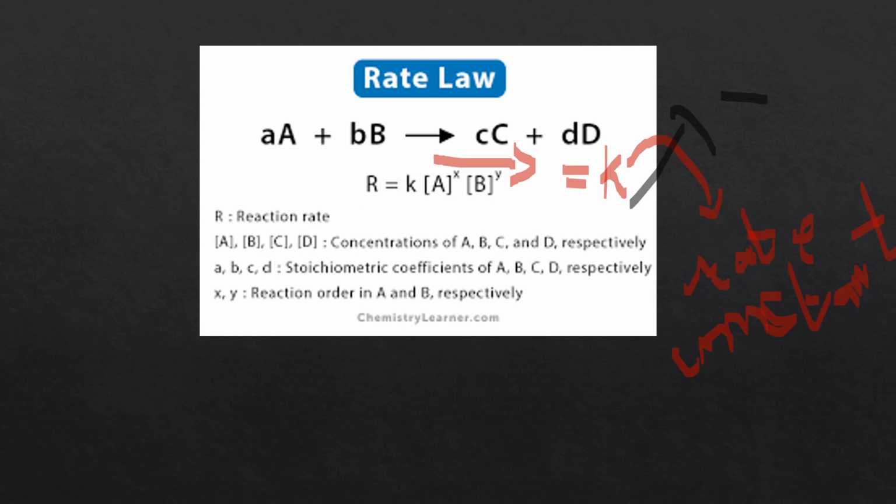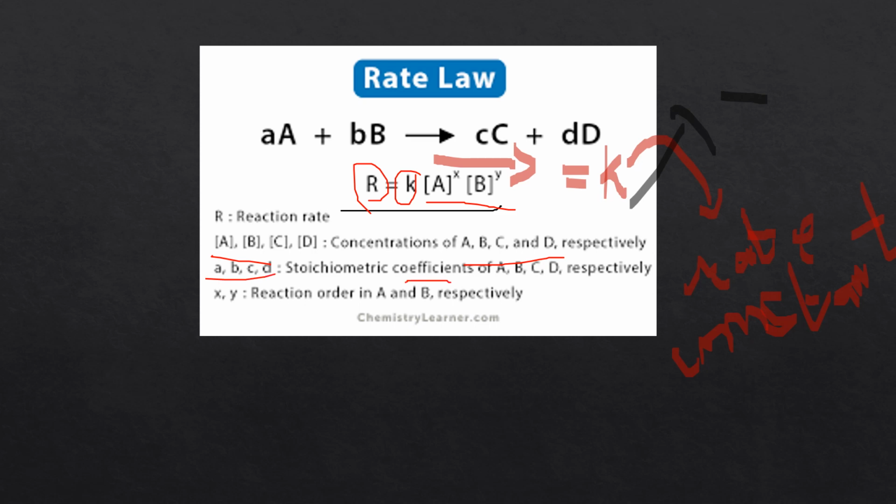Now let me remove the proportionality sign. Have a look at this. This is the rate reaction equation. Here R is the rate, K is the rate constant, and these are the concentrations. Now let's read them out. A, B, C, D in brackets are the concentrations of A, B, C, D, and the small a, b, c, d are the stoichiometric coefficients.